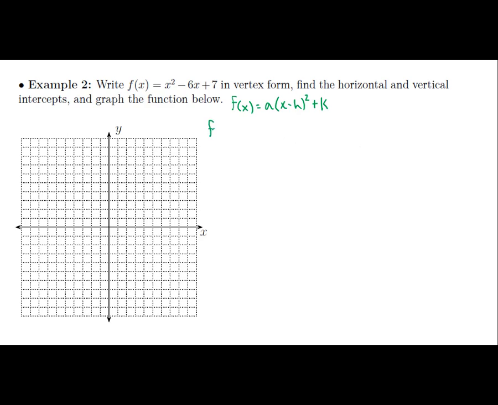So what I'm going to do is I'm going to start by writing out the function that we have, x squared minus 6x, and then I'm going to leave a bunch of space here. I'm going to put plus 7 way over here.